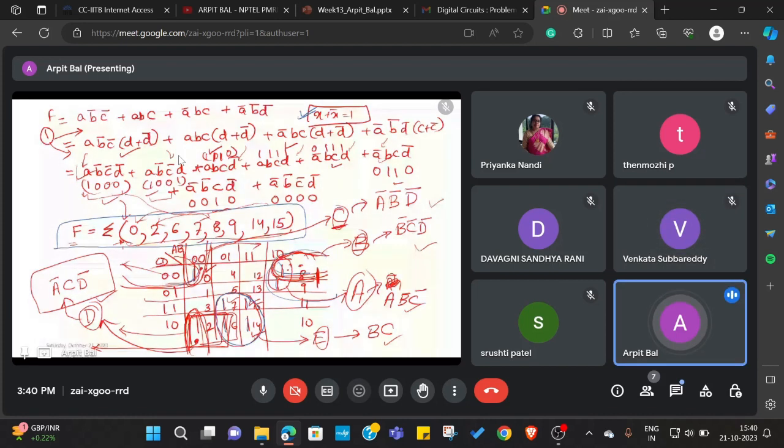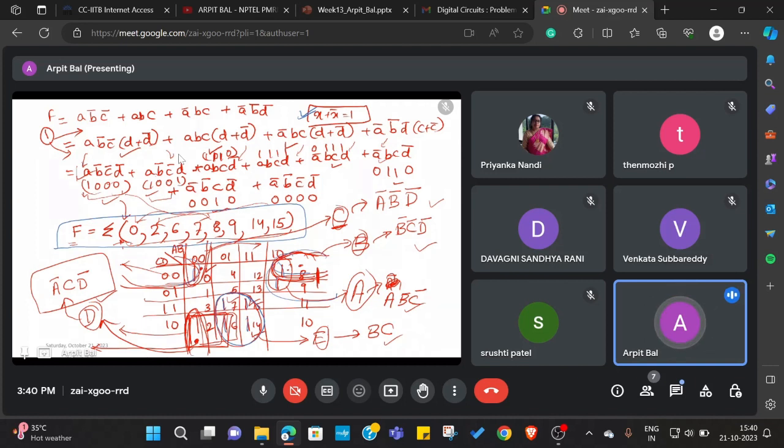Okay, so prime implicant means, let's say there is a 1 present at any place. If that one can be clubbed with another one that is present adjacent to it, and you go on clubbing all those ones together, then if you have covered all the ones together, that particular implicant will be called a prime implicant.